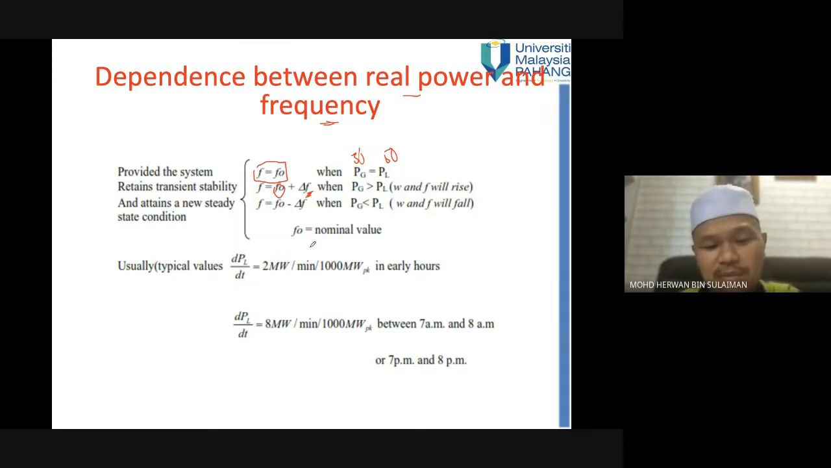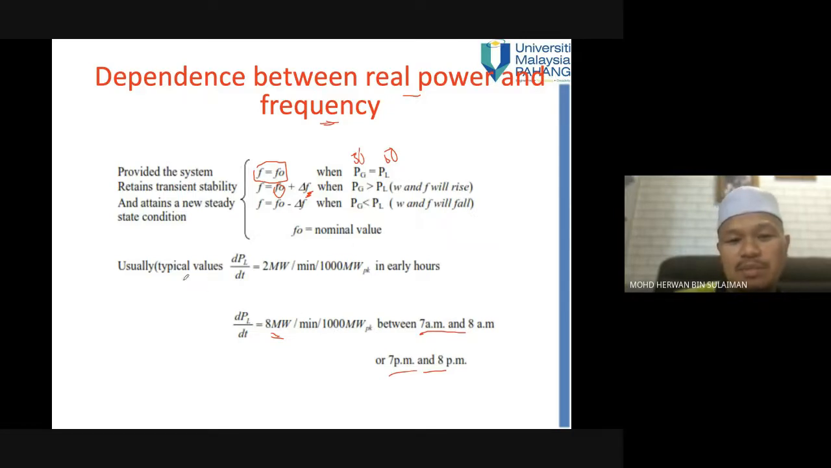Dalam sistem akan berlaku synchronous, kita punya governor akan bekerja macam mana dan juga kita punya generator. Okay, usually typical value dPL over dt, maknanya load with respect to time lebih kurang 2 megawatts per minute per 1000 megawatts in early hours. Maksud dia sebelum pukul 7 lah. Tapi bila peak hours 7-8 pagi, orang sibuk nak pergi kerja, dan 7-8 malam bila orang balik kerja kan. So your load changes ni akan jadi lagi banyak lah. Sometimes dia dapat 8 megawatts per minute per 1000 megawatts peak.